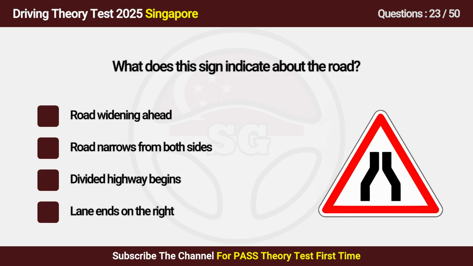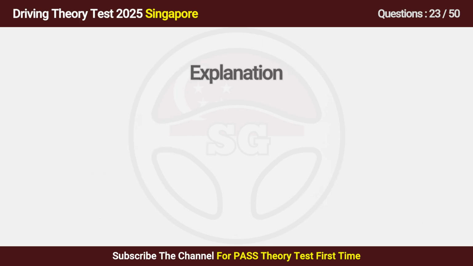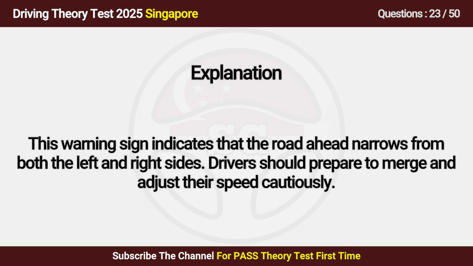Question 23. What does this sign indicate about the road? A. Road widening ahead. B. Road narrows from both sides. C. Divided highway begins. D. Lane ends on the right. Answer is B. Road narrows from both sides. This warning sign indicates that the road ahead narrows from both the left and right sides. Drivers should prepare to merge and adjust their speed cautiously.